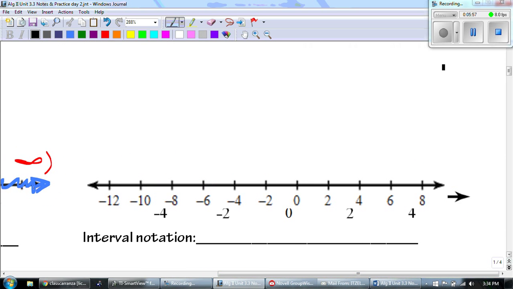All right, that just looks weird down here. Let's erase these. Okay.